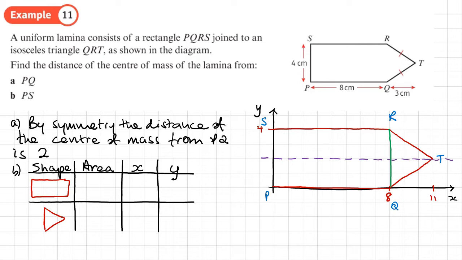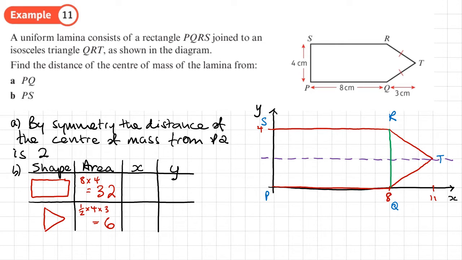rectangle shape, and that area is going to be 8 times 4, so that gives me an area of 32. And we'll work out the area of the triangle here, so we'll just do half base times height. The base is 4, the height is 3, so half base times height, so that's 4 times 3, so that's going to be an area of 6.